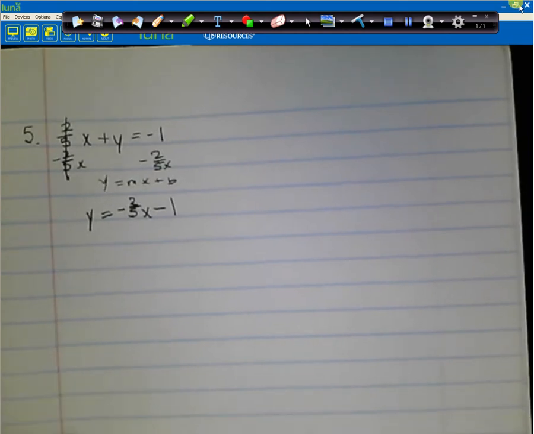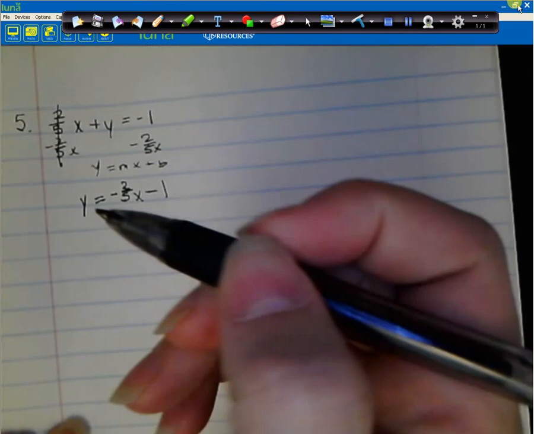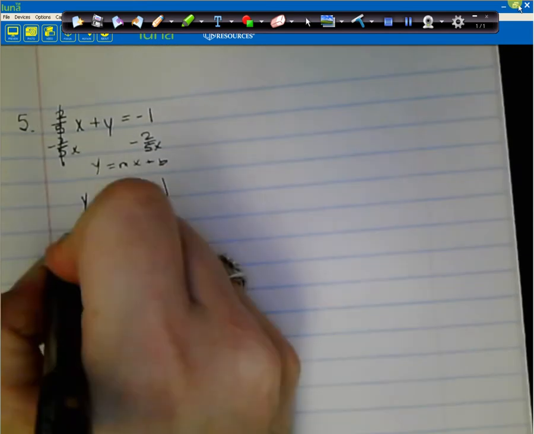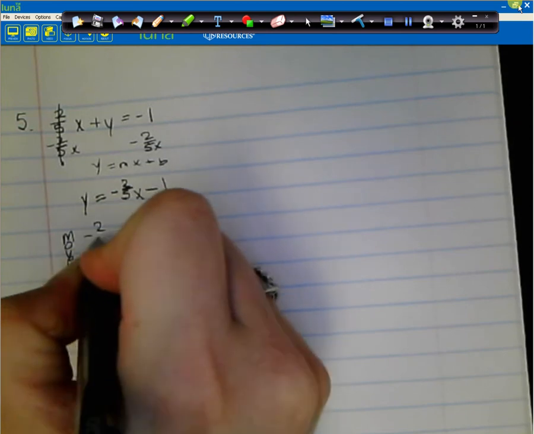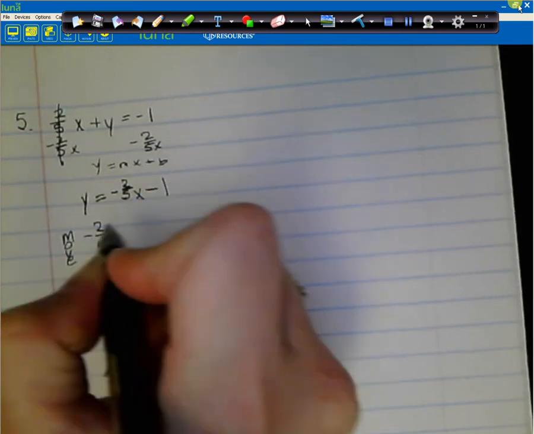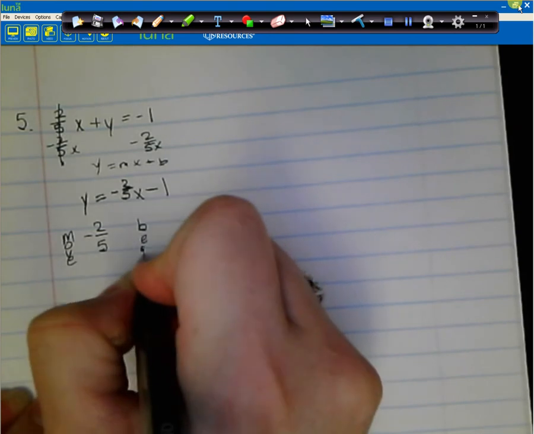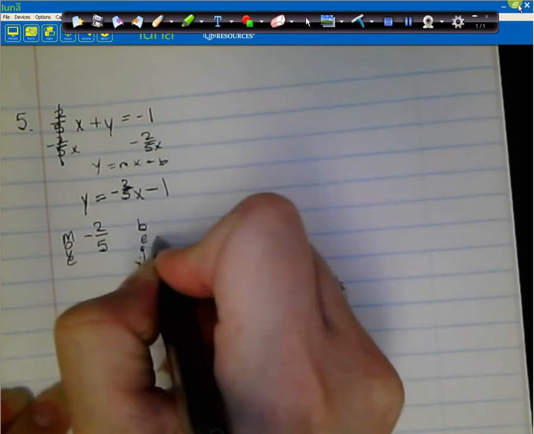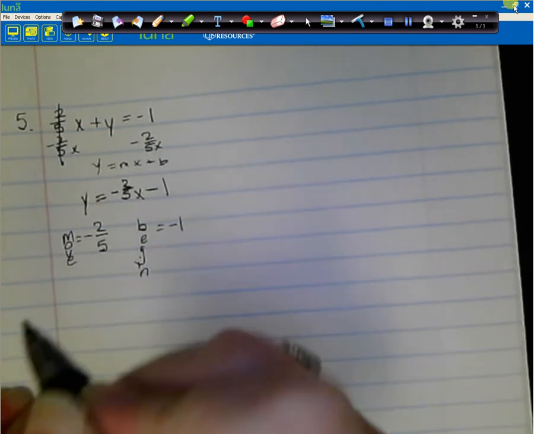Now, I'm going to look at what this means in the context of my graph. It means that my m, or my move, is negative 2 over 5, and my b, or begin, is negative 1. So let's look at a graph.